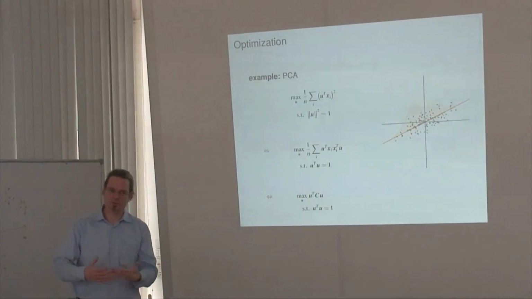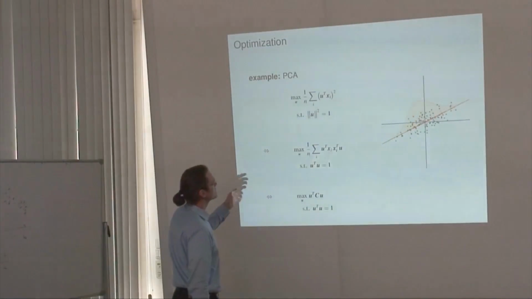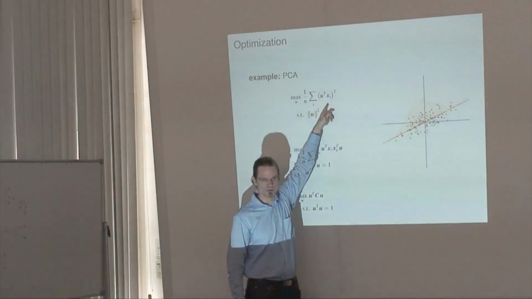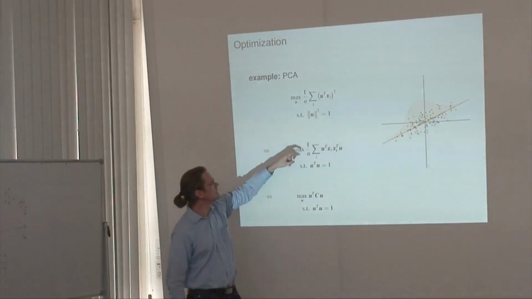This is a constrained optimization problem. It's a constrained quadratic optimization problem, because here we actually look at the square of the projected coordinates. This is a quadratic function in u, and it is constrained.